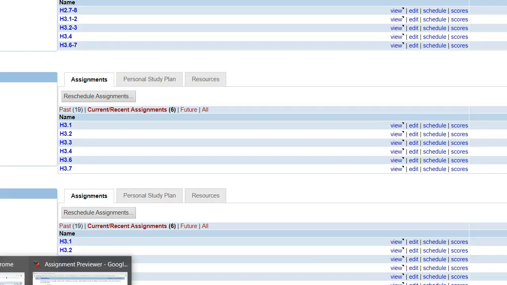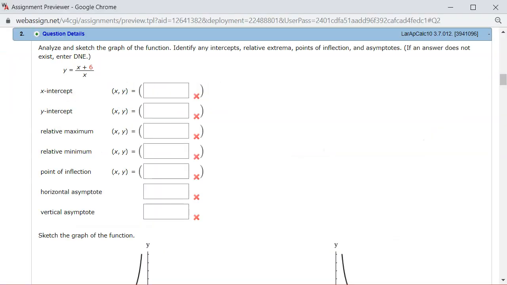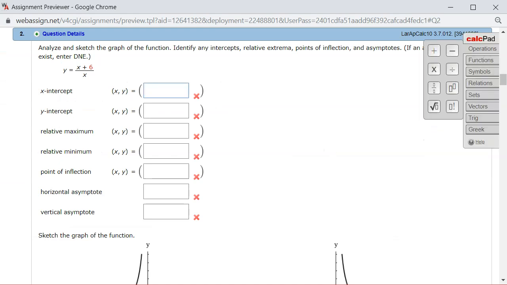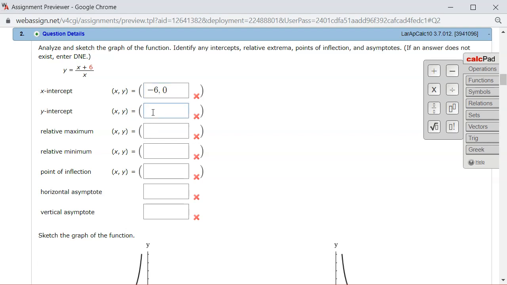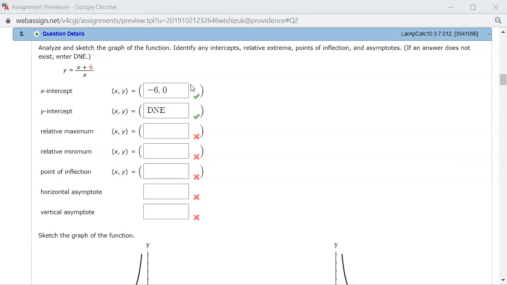So let's type in the answer. Oops, that was the wrong one. The x-intercept is negative 6, comma 0. And for the y-intercept, we didn't find one, so it does not exist. Let's check the answer. I came back and it looks like we got the x and y intercepts correctly.